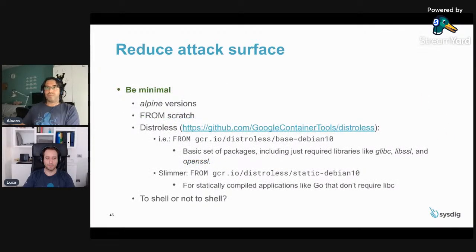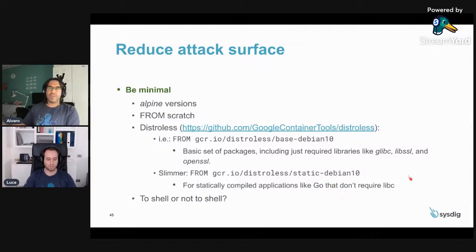So, in general, also some more tips. Try to be minimal. For example, Alpine is a common choice. You can find many official images that provide an Alpine version, which is a very small Linux distribution. Ideally, you could build your image from scratch, from a blank empty container, but this is usually impossible due to binaries depending on some basic system libraries or configuration files. Also, there is the Distroless project from Google Container Tools, which is a common choice. They offer very slim, stripped-down images which contain only the essential libraries like glibc, libssl, etc. There are even slimmer static Debian 10 versions which can work for statically compiled applications like Go that don't require libc.